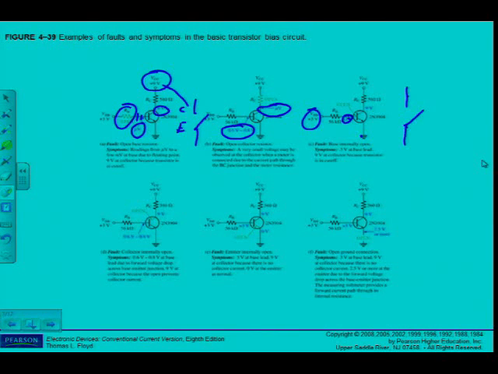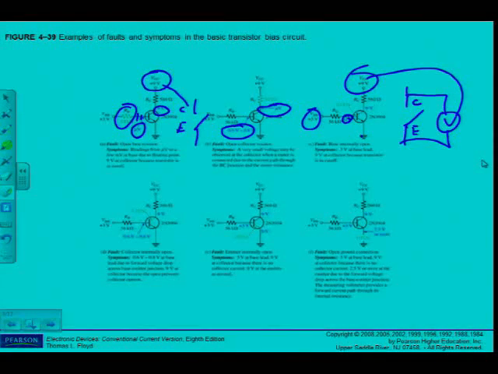Of course, I'm measuring over this collector emitter of mine. I'm measuring a voltage which is VCC. Means the transistor is in cutoff.